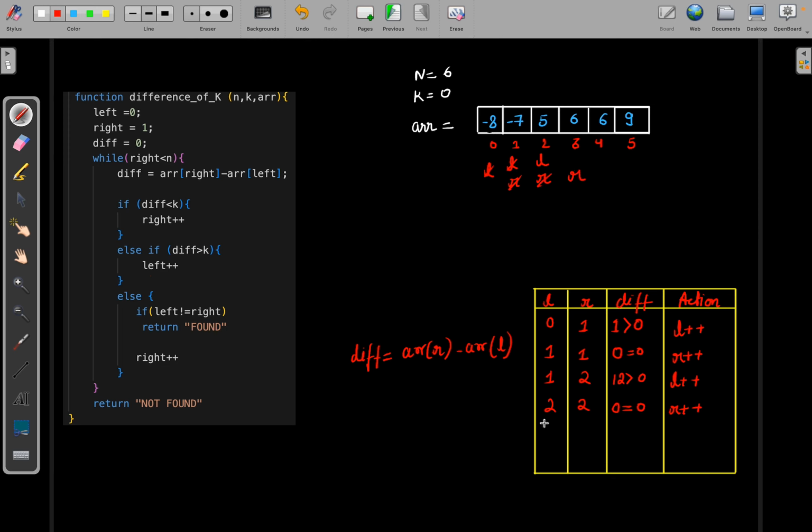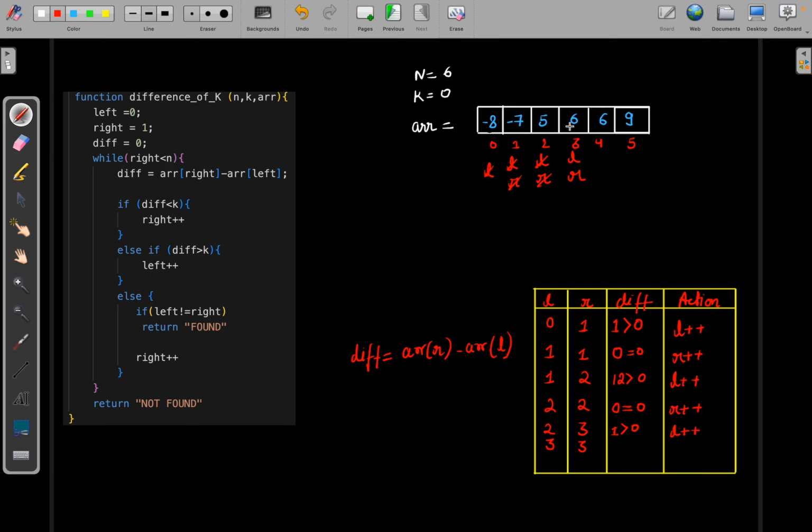Now let's see. Here my left is still 2, right is 3 now. And what is the difference? 6 minus 5 is 1, which is greater than 0, right? So is the difference less than k? No, the difference is greater than k. So do left plus plus. I will do L plus plus, my L pointer will be here. Now L is at 3, R is also 3. Both are at 3.